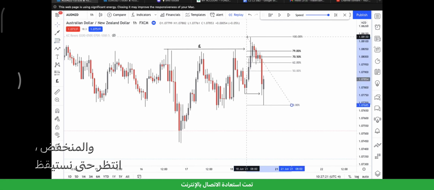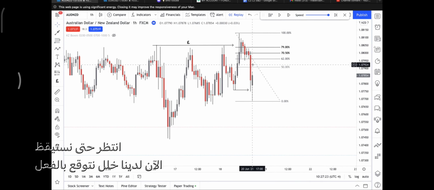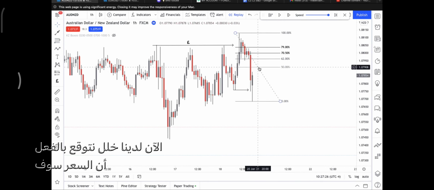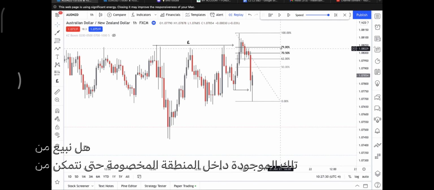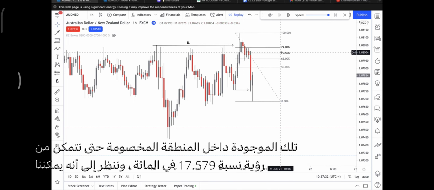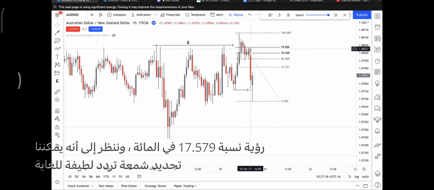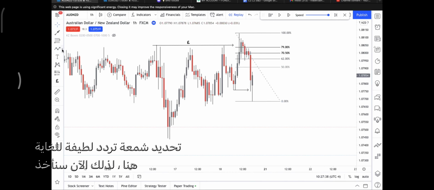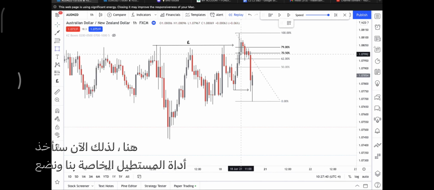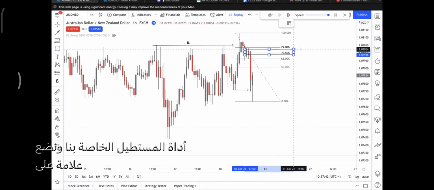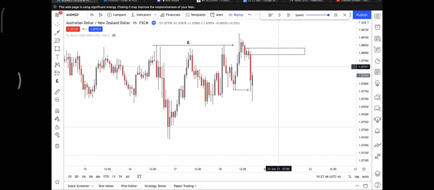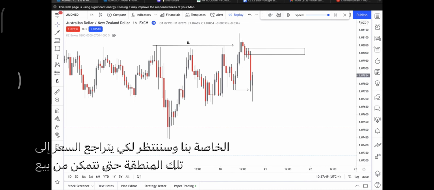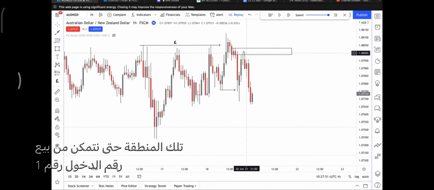Right? Wick to wick. Now we have imbalance. We already anticipate that price is going to pull back to fill in this imbalance. Now which zone do we sell off from? The one that is within the premium area. So we can see the 70.5 and the 79%. We can identify a very nice indecision candle right over here. So now we'll take out our rectangle tool, mark our indecision candle, and we'll wait for price to pull back to that zone so we can sell off. Entry number 1, complete.